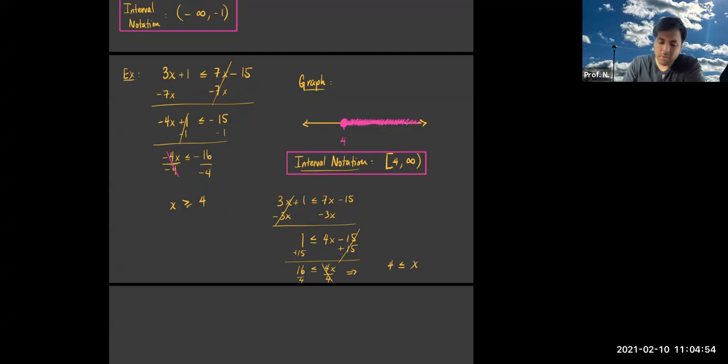But my original solution was x is greater than or equal to 4. Do you see how these two statements are exactly the same? If I say x is greater than or equal to 4, it's equivalent to saying 4 is less than or equal to x. Literally, if you reflect this statement around, you get this exact statement. If you take this statement and you reflect it the other way, you get this statement. Do you see how they're the same?